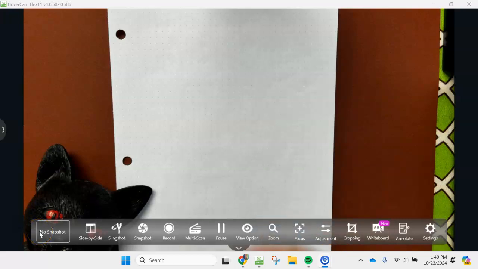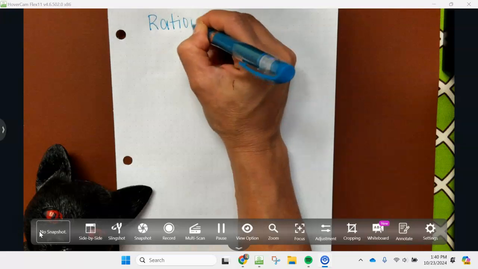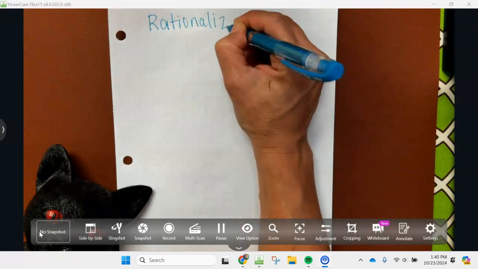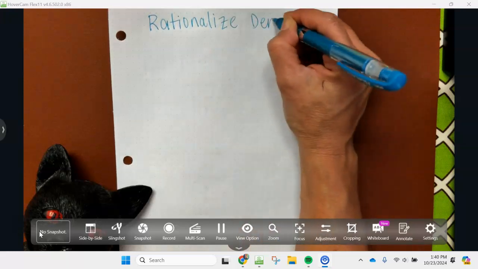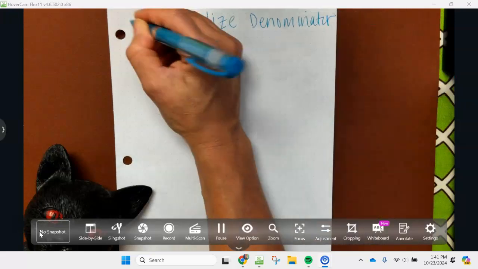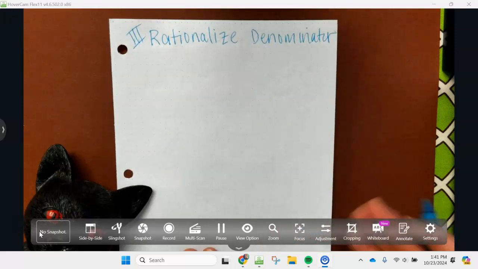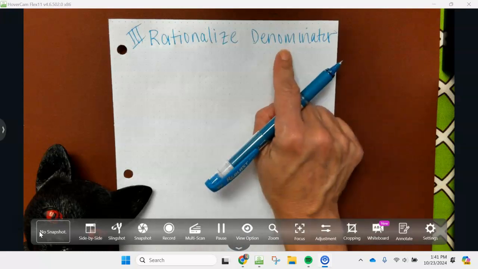To do this a lot moving forward, and it's called rationalizing the denominator. Okay, part 3. So it comes from a division problem. So it always has a fraction. That's why it says the word denominator.